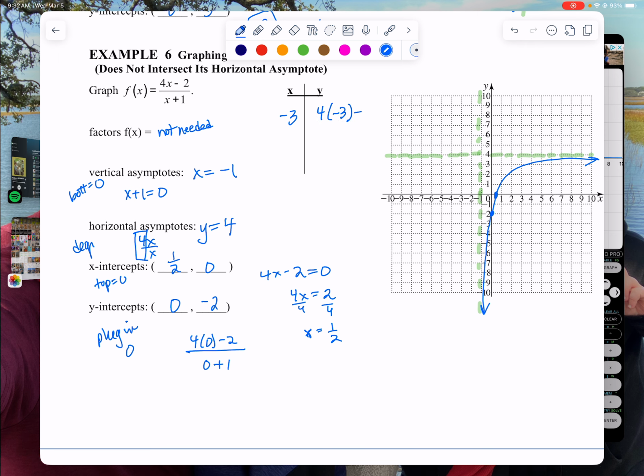Let's see, that's going to give me -14 on top, -2 on the bottom. So that's just a 7. So at -3, I'm at 7. So that's that point right there. So I'm going to go close to that asymptote and close to that asymptote. All right.